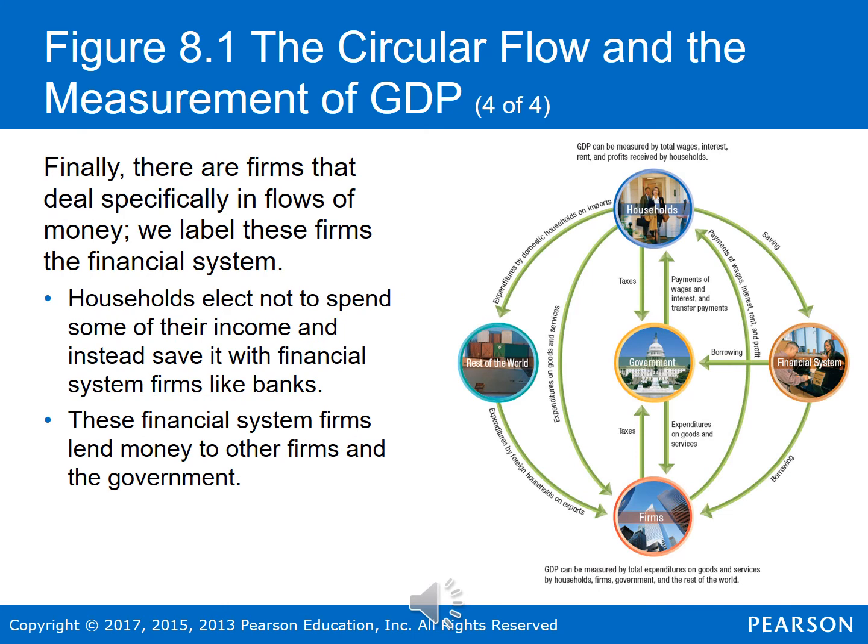Finally, there are firms that deal specifically in the flows of money between different parties. These are basically banks in the banking system. So we're going to label these the financial system. Sometimes households don't spend some of their income, and instead they save it in the financial system. They place it in banks, or they'll invest it in different stocks and bonds. So these financial system firms lend money to other firms and to the government. This money doesn't just stay in the firms, like in their vaults, but actually comes back into the economy, being used by other firms or other entities.